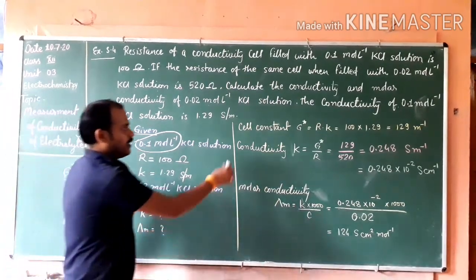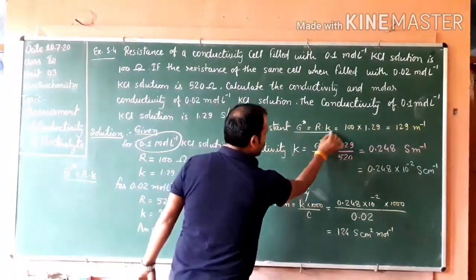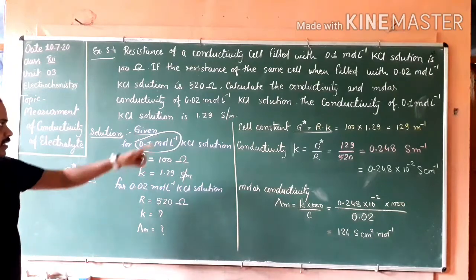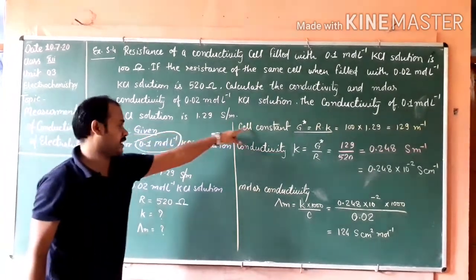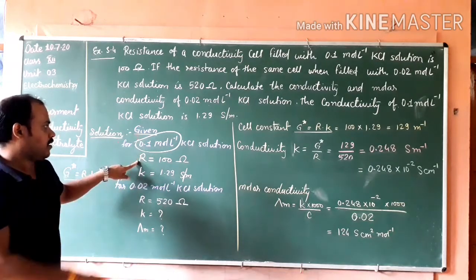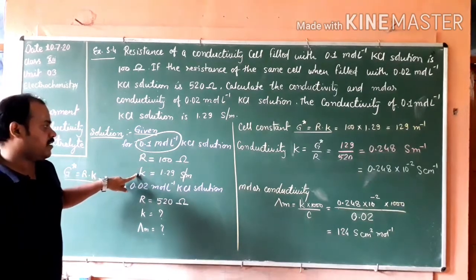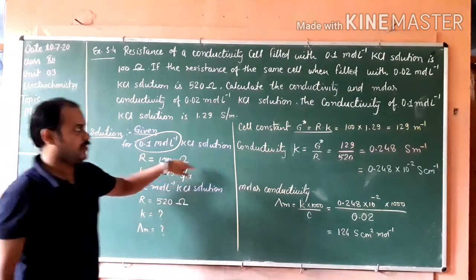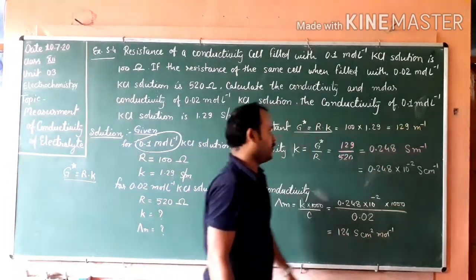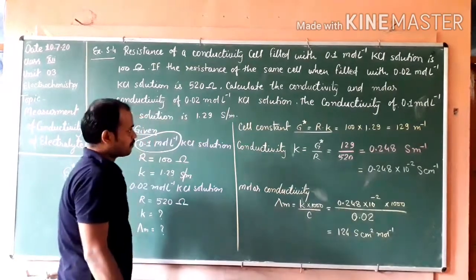So see, cell constant is equal to resistance into conductivity. Now this cell constant is calculated by using this solution. So for this solution, R is 100 ohm and conductivity is 1.29. So write this value and solve. This one is 129 meter inverse.